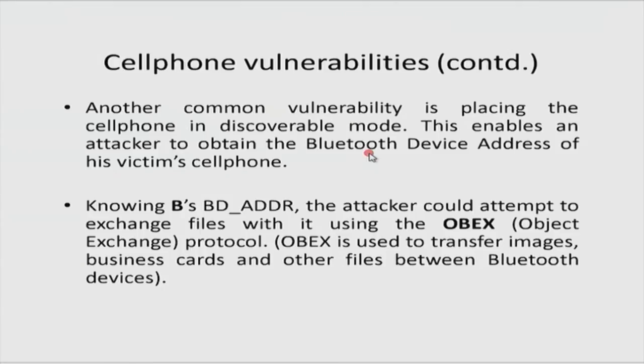So what's the big deal if you know somebody else's Bluetooth device address? This is basically like a MAC address containing its 48-bit MAC address. Now knowing B's, so this other party's Bluetooth device address, this MAC address, the attacker could attempt to exchange files with it using something called the OBEX protocol, which is Object Exchange Protocol, and this involves exchanging images, business cards, etc., etc. So once you've exchanged information with him, you could have also exchanged a malicious file which contains a Trojan which starts doing all sorts of nasty things like stealing your secrets or making SMS calls to somebody in your phone book and whatnot.